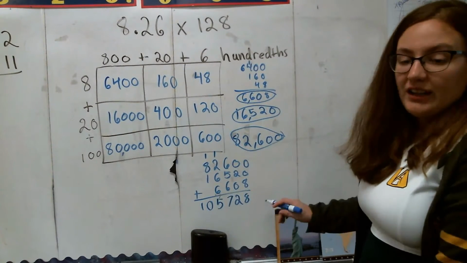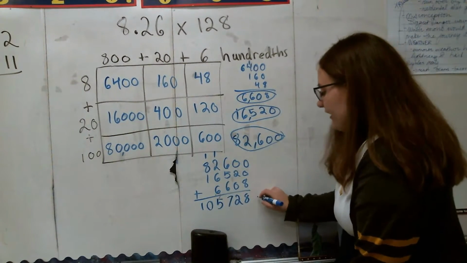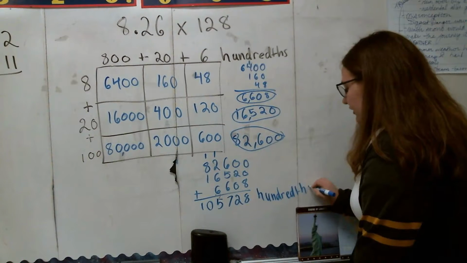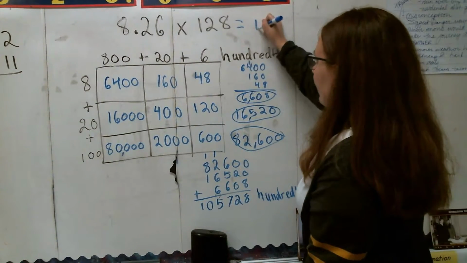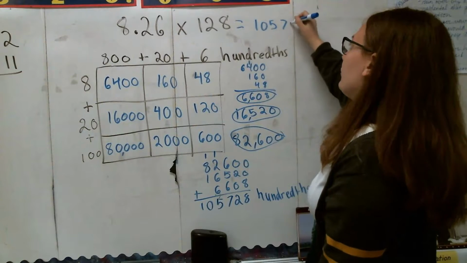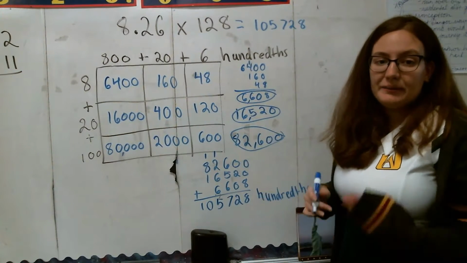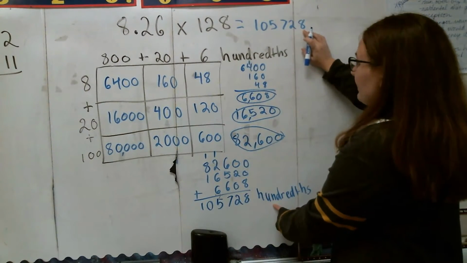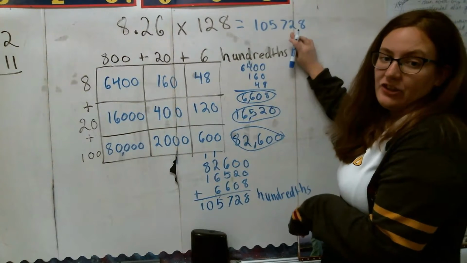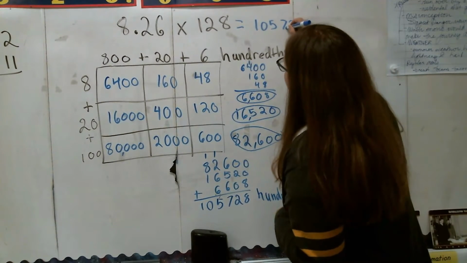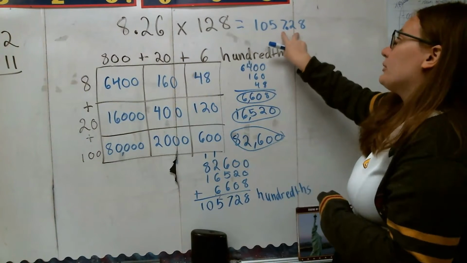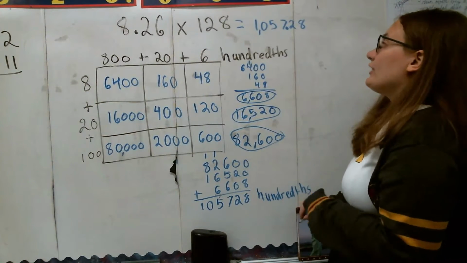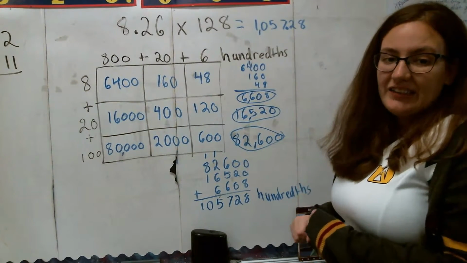And remember, this is all in unit form still, so I have 105,728 hundredths. So when I go to write my final answer, I can write all these digits down just like I did before, but then I need to make sure I put my decimal in this number. So what that means is that this last 8 needs to be in the hundredths place, which means that this 2 is in the tenths, which means that I put a decimal right here because in between my ones and my tenths place, there should be a decimal for a final answer of 1,057 and 28 hundredths.